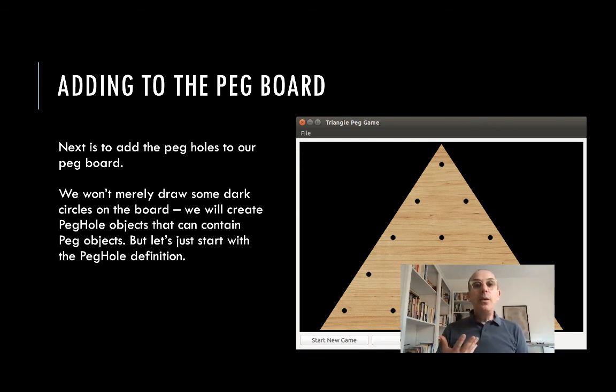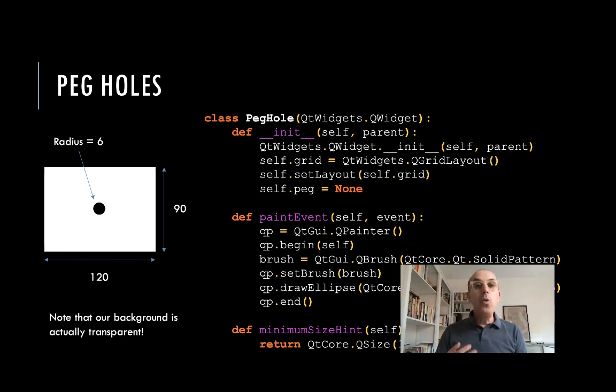Adding to the board. Next, to add the peg holes to our board. Now we do not merely draw some dark circles on the board. We will create objects that contain the black holes. So the idea is, let's start with the definition. We will start with the hole itself.